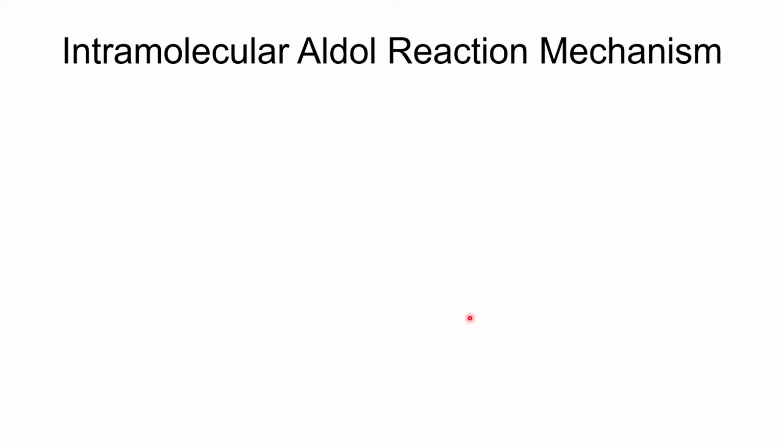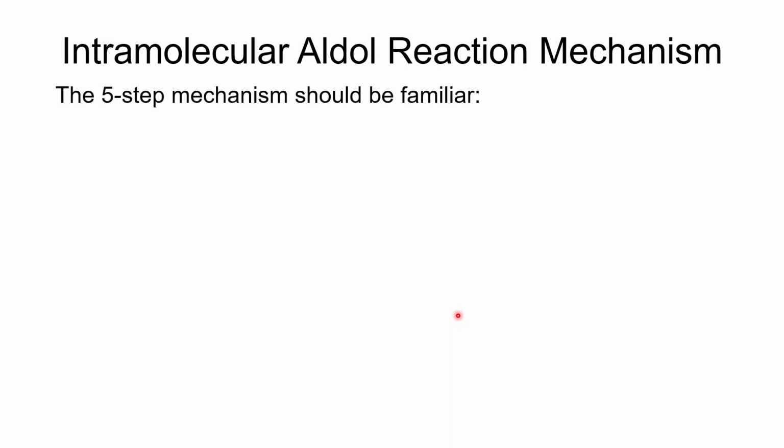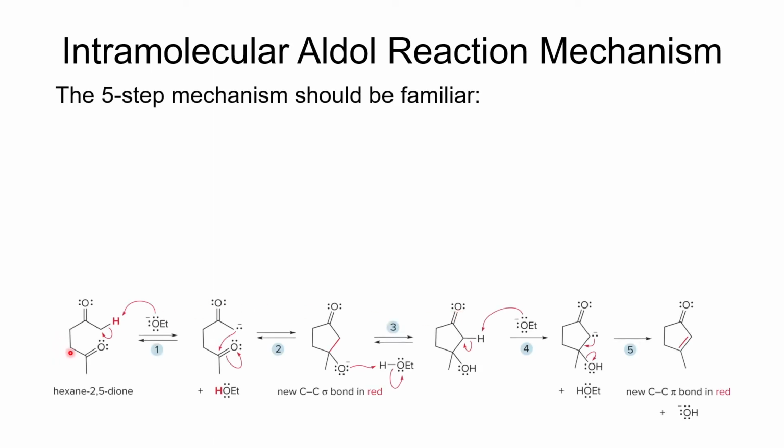So let's look at what happens here with this mechanism. It's familiar because it's the same mechanism. The only difference is that we've got an intramolecular reaction going on. So here we've got that 2,5-dione that we just mentioned. We deprotonate the methyl on the end with an ethoxide. That creates an enolate. It is resonance stabilized, but we don't have the resonance structure here.